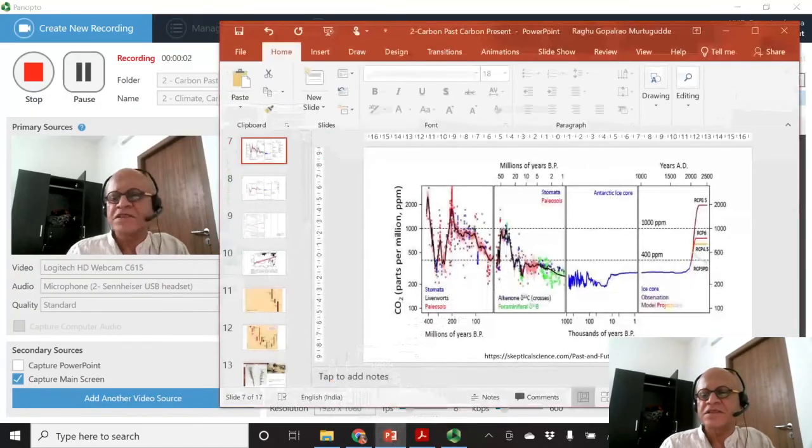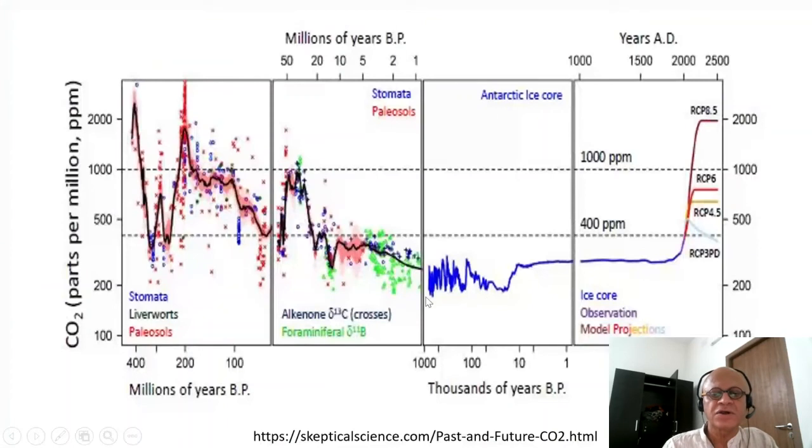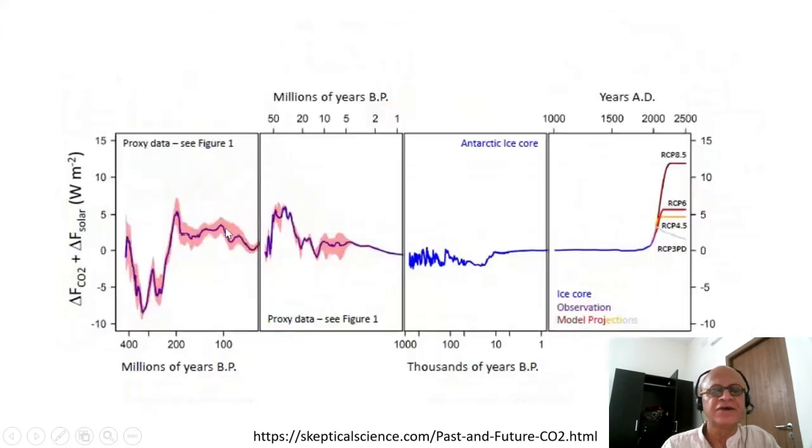Let's extend the time scales of things, or at least bring in the human aspects to these things. When we look at this time scale of 400 million years before present, we are talking about evolution of photosynthesis, vascular plants, impacts on carbon, and then natural variability and so on.